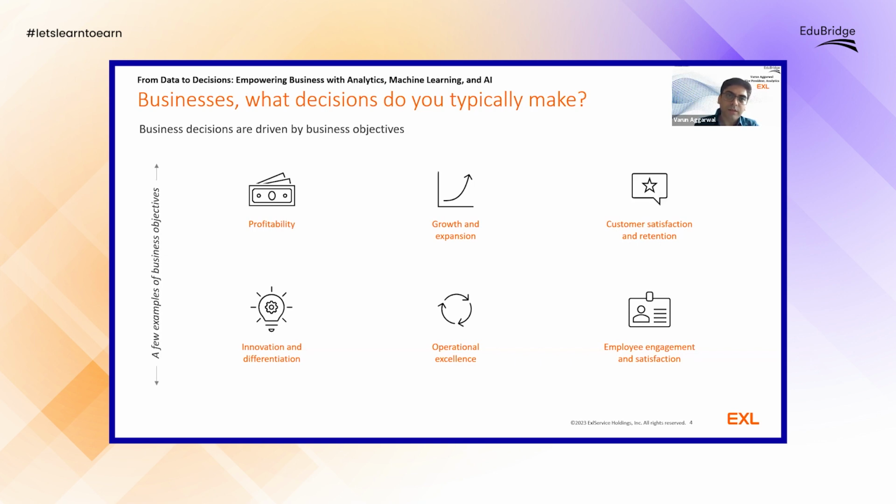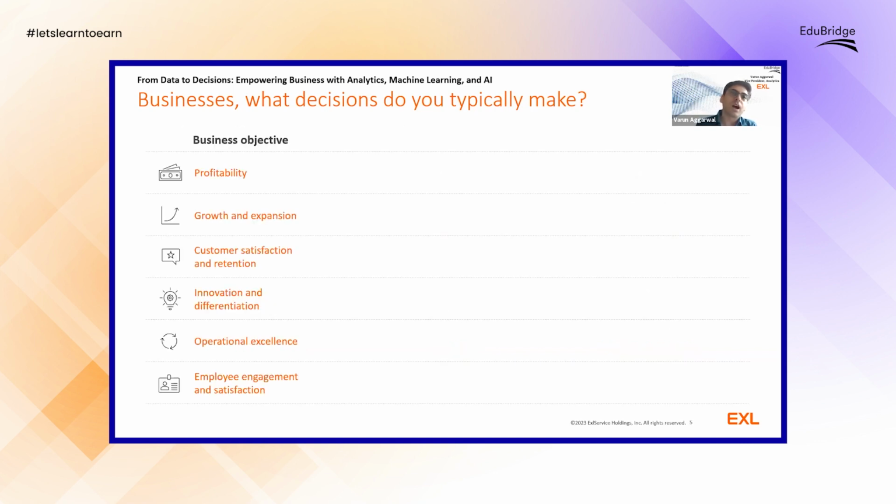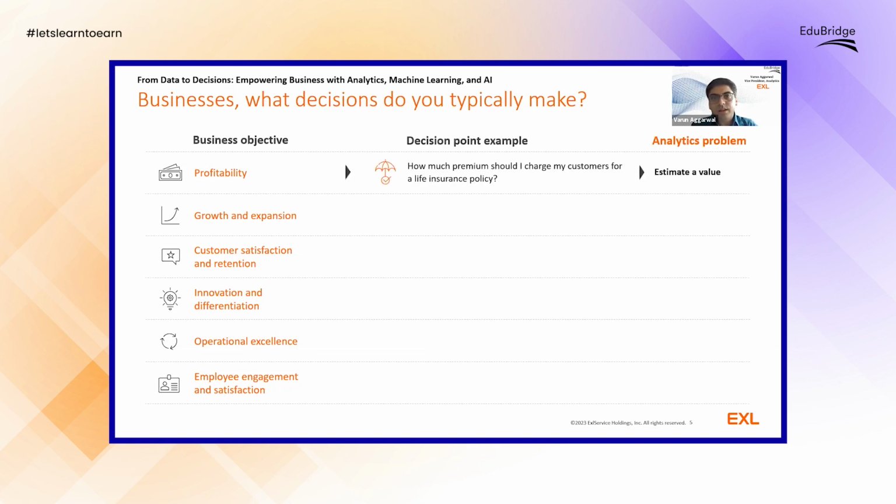Now let's take one step forward and see how these business objectives are related to different decision points. I'm just giving you some examples. So, for example, for profitability, right? You would see an insurance company would try to understand what should be the right premium amount that I should charge my customers for any insurance policy. This is a problem of estimation, right? If you do not estimate that premium amount correctly, it may lead to some long-term losses, right?